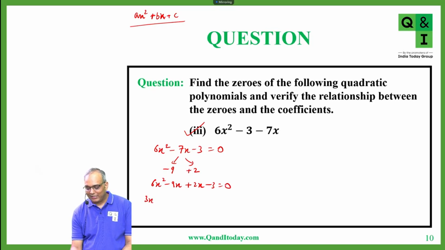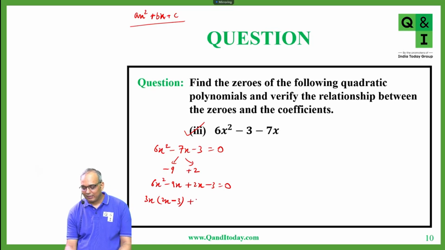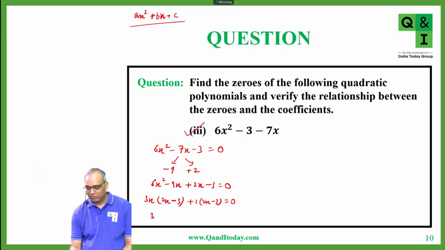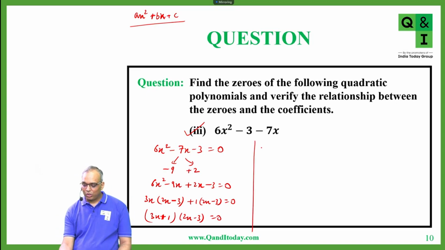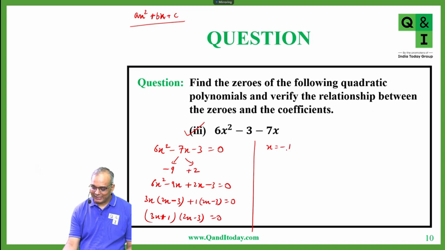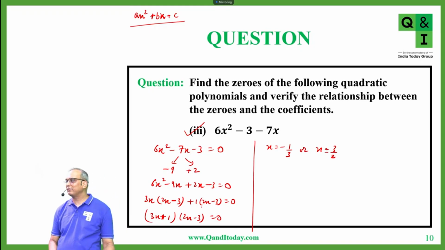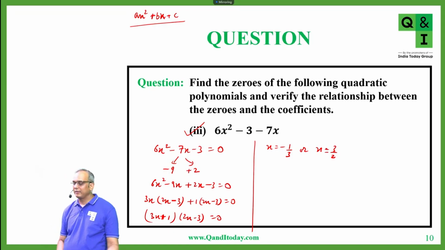So you can take 3x as common. So we'll have 2x minus 3 plus 1, 2x minus 3 is 0. So we have 3x plus 1 into 2x minus 3 is 0. Right? So when we equate it to 0, you will get x is minus 1 by 3 or x is equal to 3 by 2. So these are the two zeros, minus 1 by 3 and 3 by 2.